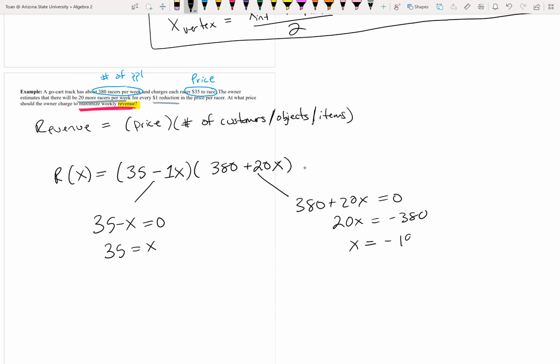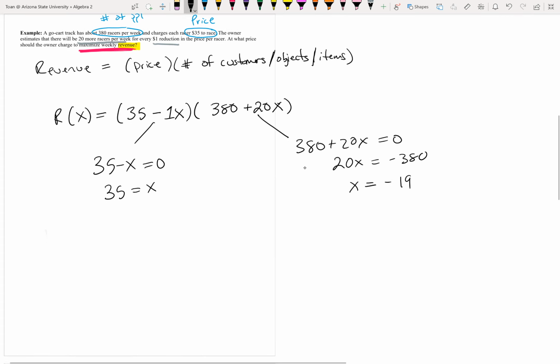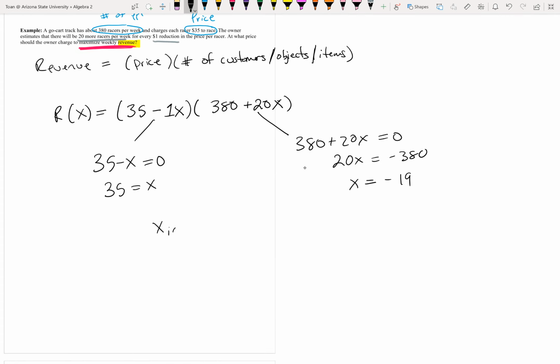which is negative 19. Now we got two answers here, but it can't be two answers. Only one answer should make sense. Well, actually, we want both of them because we need to find the average. So I know that the x-coordinate of the vertex will be the average of these two. Add them up and divide by 2.